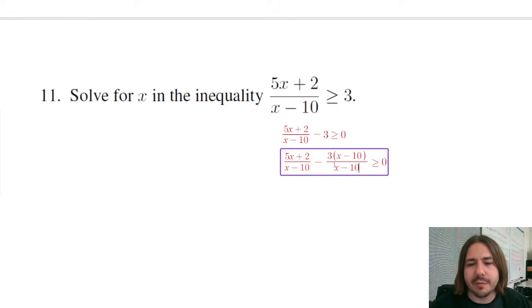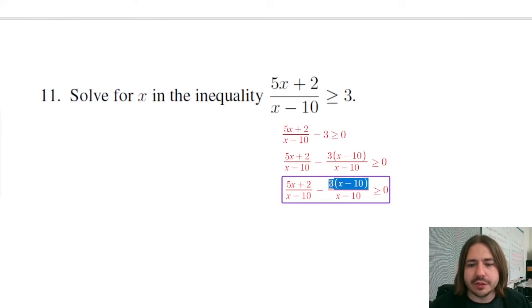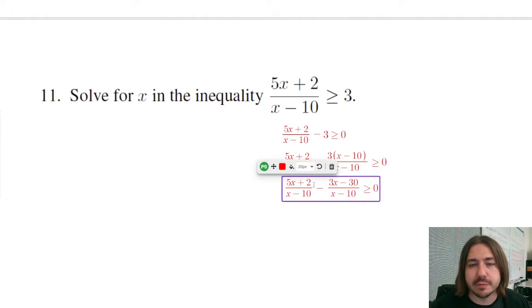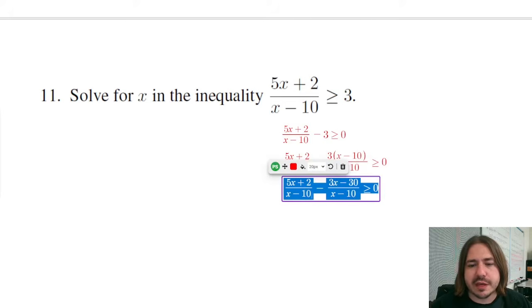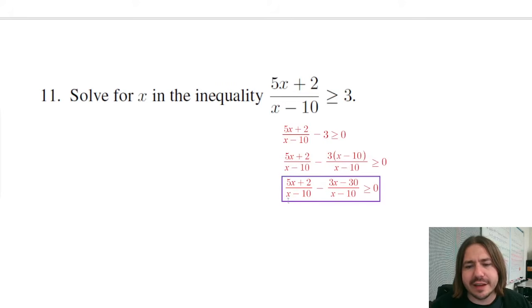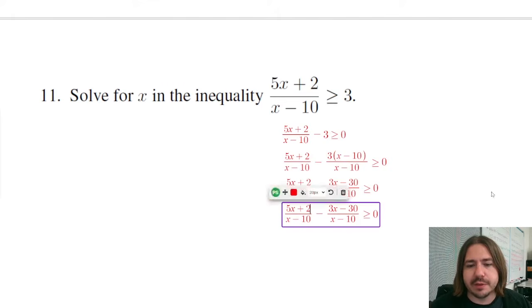Now we've got a common denominator so we can combine these, but right before we do, I'm going to go ahead and multiply the 3 and distribute it to both the x and the 10, giving me 3x minus 30. But now that I have the common denominator, I can combine these two fractions, and I'll have 5x plus 2 minus (3x minus 30). Just be careful that when you subtract the negative 30, you do change that to a plus 30. So we've got 5x plus 2 minus 3x plus 30 all over x minus 10.